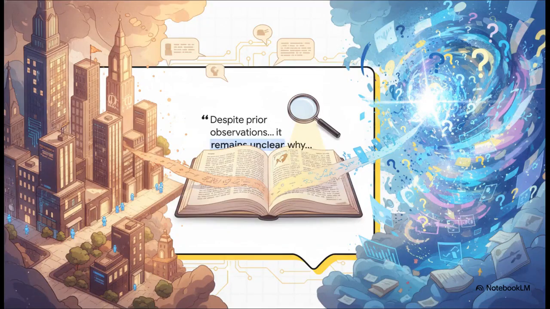Let's look at exactly what this looks like in practice. A really great way to execute Move 2 is through question raising. For example, you might write, despite prior observations of voter behavior in local elections in Detroit, it remains unclear why. Do you see what happened there?